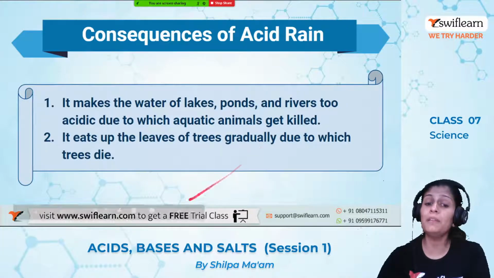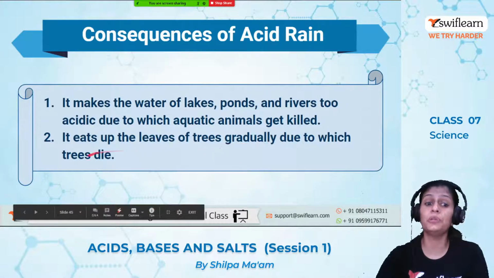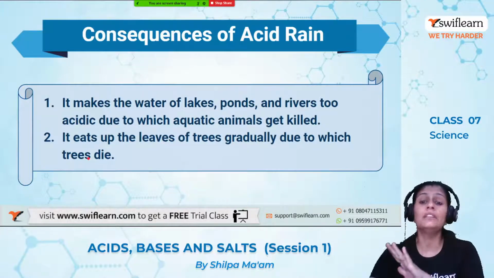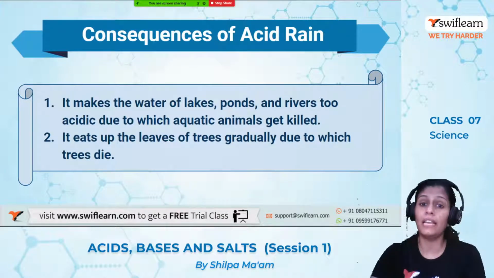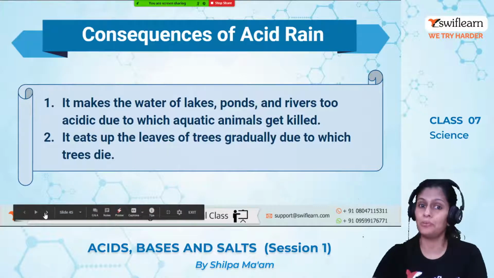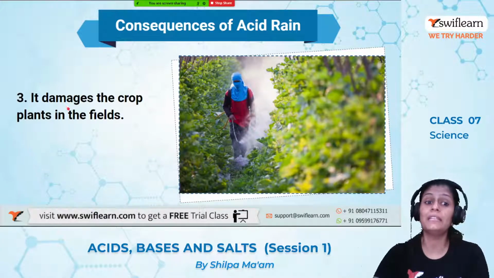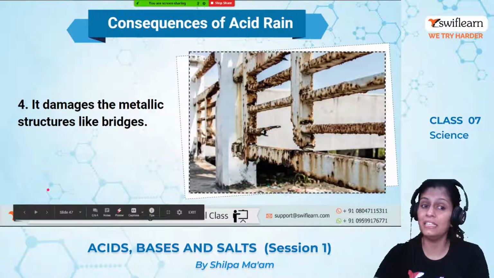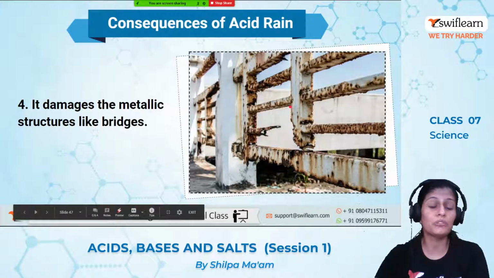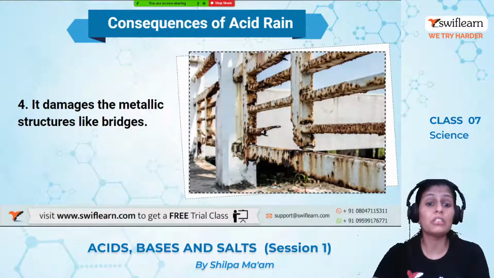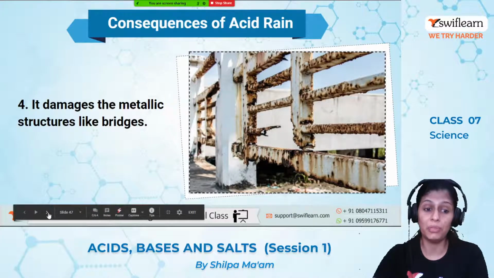It eats up the leaves of the trees gradually, due to which trees die. Basically, the leaves of the trees are dying because the acid is falling from the sky. What are the consequences? More consequences of acid rain: they damage the crop plants in the field. They damage metallic structures like bridges. These are metallic structures that are made of iron, so it is causing damage to them. They are getting rusted and their quality is getting deteriorated.